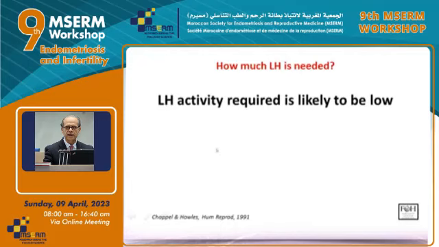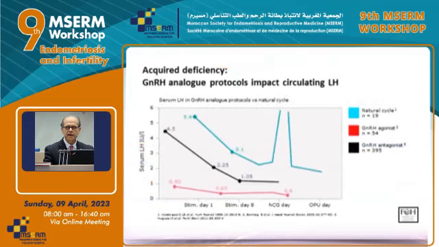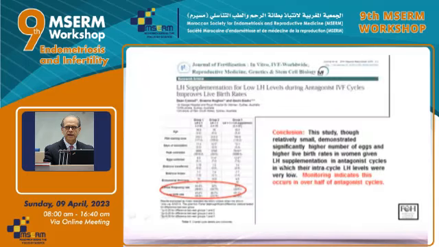So how much LH is actually needed during the follicular development? Well, the LH activity which is required is actually very low, because studies have shown that if less than 1% of the LH receptors are occupied, we can have an optimal, still an optimal steroidogenic response. And during ovarian stimulation, we are using nowadays either long GnRH agonist protocol or antagonist protocols, but in both of them you can see that we reach a situation where the LH level is very low compared to the natural cycle, which you see up here.